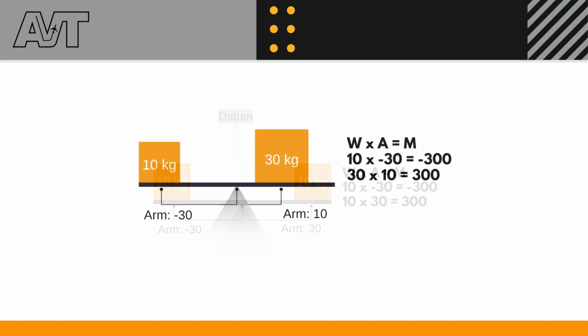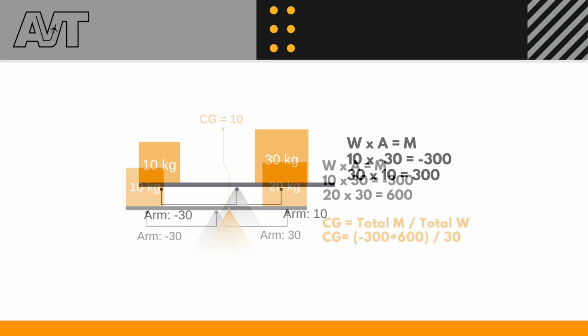In the second graph we have two different loads. On one side of the datum we have 10 kilograms, while on the other side we have 30 kilograms. Now if we want to keep the CG in the middle, we must play with the other variable, arm. So, if on one side of the datum we have 10 kilograms and an arm of minus 30, the moment will be minus 300. If on the other side we have a load of 30 kilograms, and we want to reach a moment of 300 to keep the CG in its initial location, then the other variable, that is the arm, must necessarily be 10.